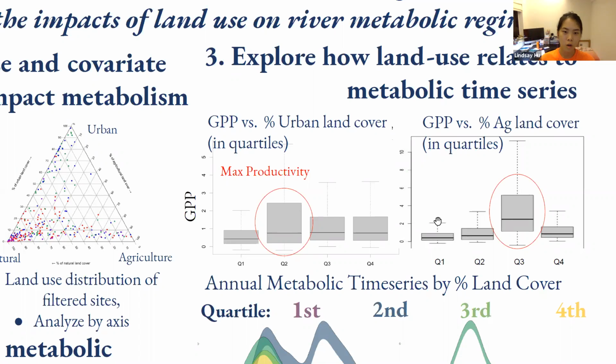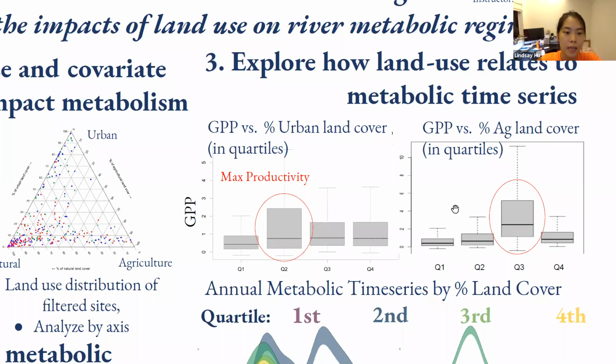Now looking at the third part of the poster, with the archetypes assigned and the subsets of gradients created, we visualized our data in two ways. First, with these box plots, which tell us that GPP distribution changes and notably peaks at a particular range of land use cover, as indicated by the x-axis. Here we see that the peak occurs in the second quartile of the urban gradient, as indicated by the red circle, and the third quartile of the agricultural gradient.